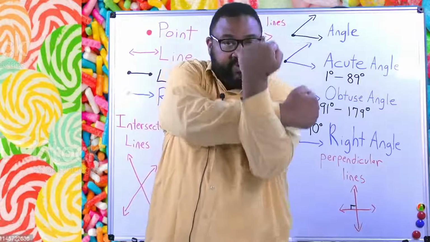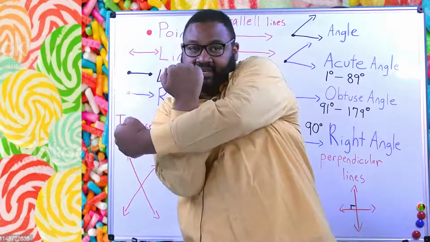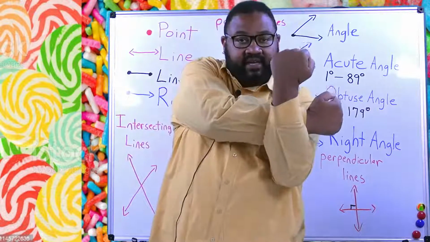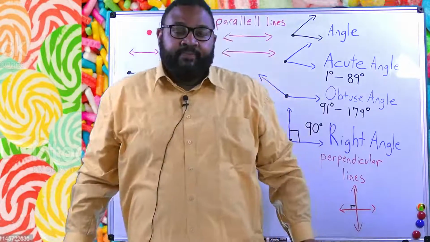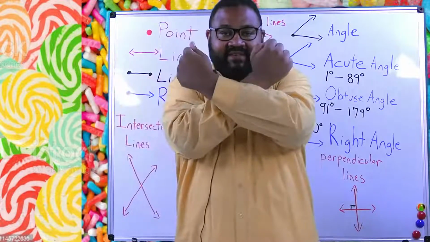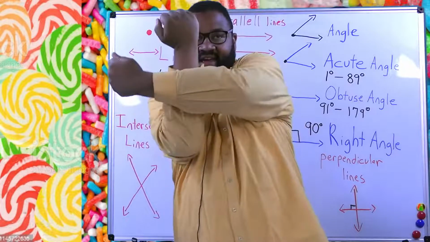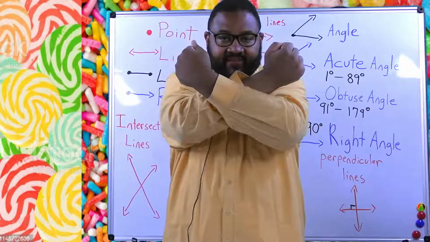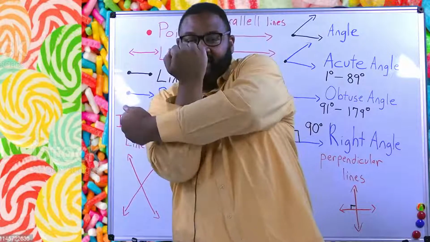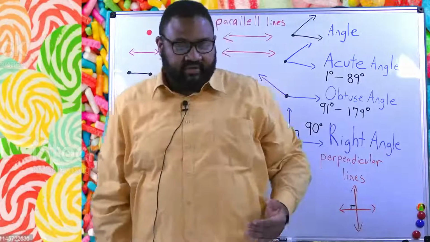Perpendicular, perpendicular, perpendicular. Okay, I have my X, and I turn my X, and then I have a plus sign. X, intersecting; plus sign, perpendicular. Hear that plus sign? Perpendicular. Okay? And that's what we're talking about here.